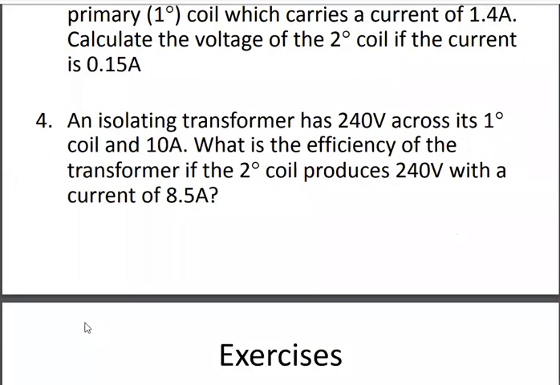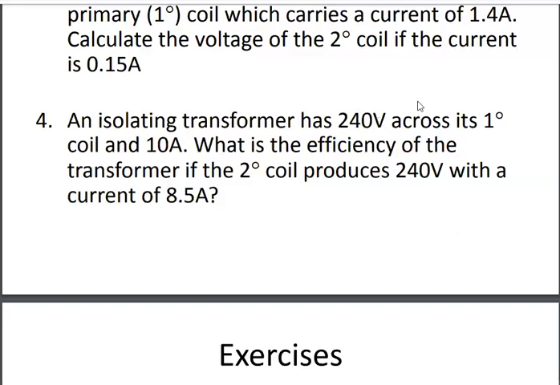And similarly, an isolated transformer has 240 volt across the primary coil and 10 ampere current. Now, what is the efficiency of the transformer if the secondary coil produces 240 volt with the current 8.5 ampere? You know that the ratio of output power to input power into 100 is called efficiency. So here power equals voltage into current.